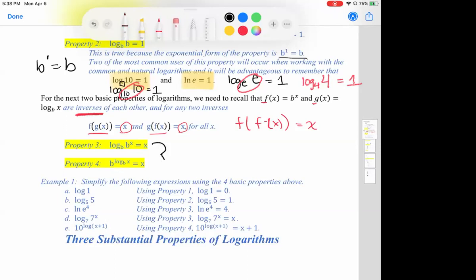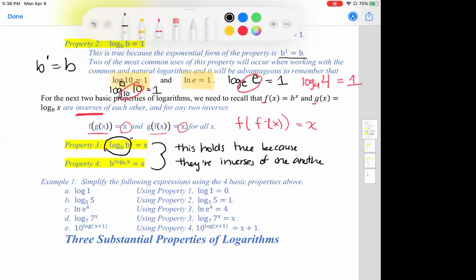So it'd be helpful to say this holds true because they're inverses of one another. So a log base and an exponential base, they're inverses. An exponential base and a log base, if it's the same number, they're inverses. So they undo each other.